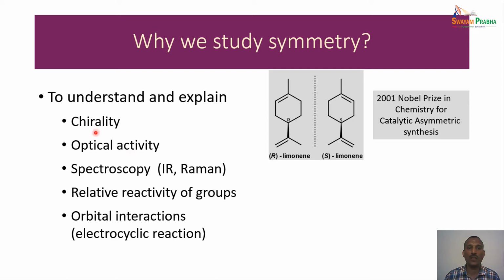Especially in the case of drug development, chirality is very crucial. So stereogenic centers, how they affect the metabolism of a substance, whether the R isomer is active or the S isomer is active, or one of the enantiomers is active and the other one is not active. All these things require a basic understanding of symmetry elements.